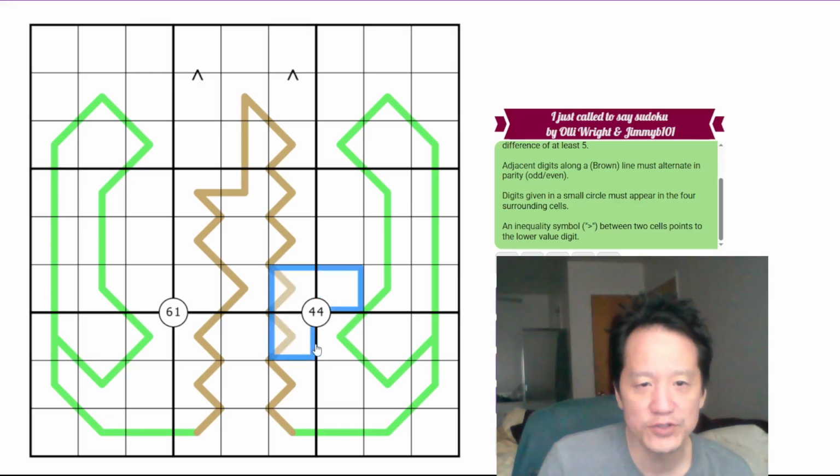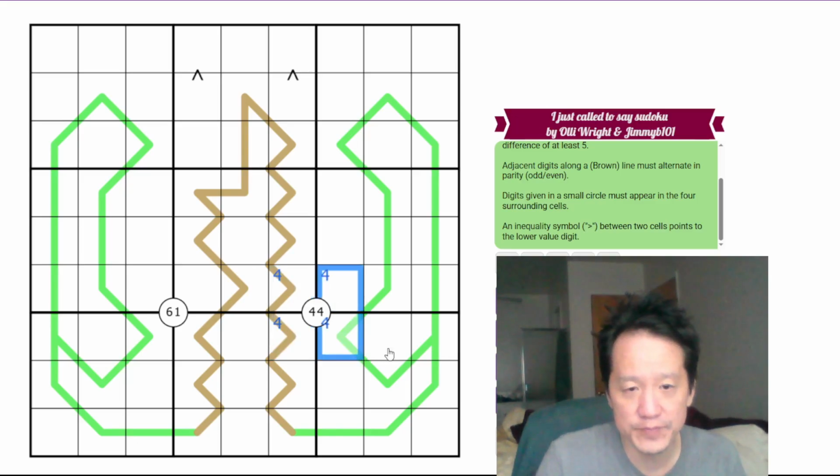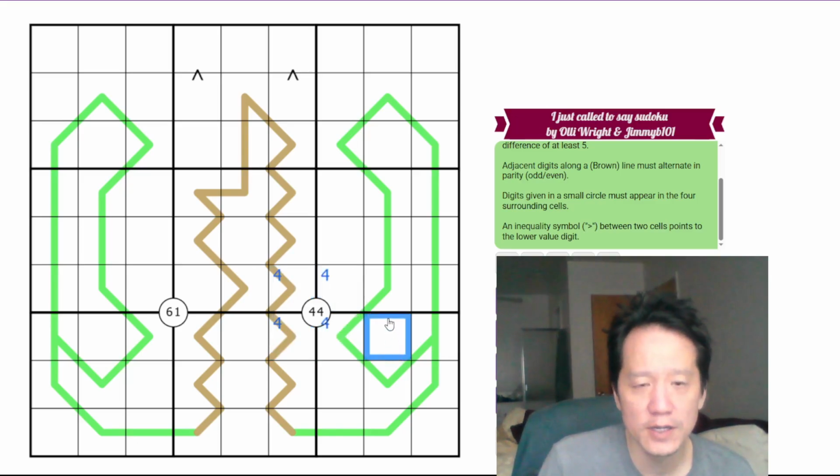Well, we know there's a 4 in one of these 2 cells, and then there's a 4 in one of those 2 cells. So let's mark those down. What else do we know?